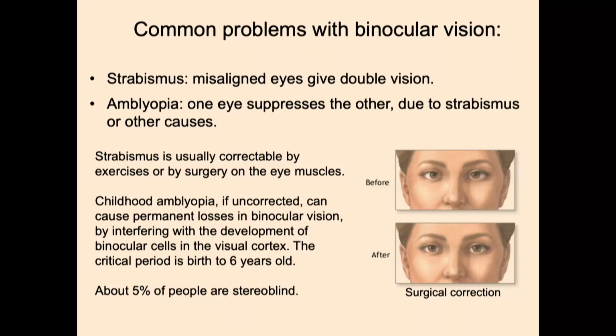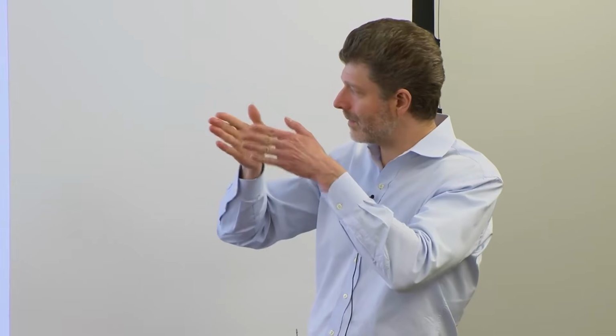So strabismus is usually correctable by exercises or by surgery, like I said. So this is kind of what it looks like. The eyes just kind of won't quite be at the right relative positions.